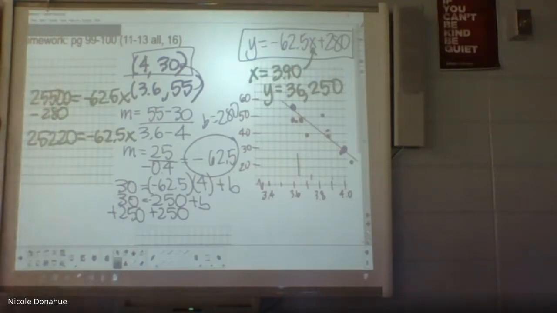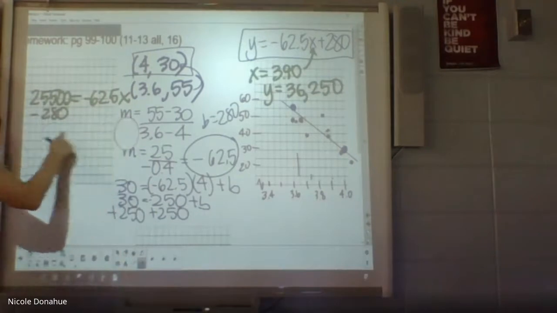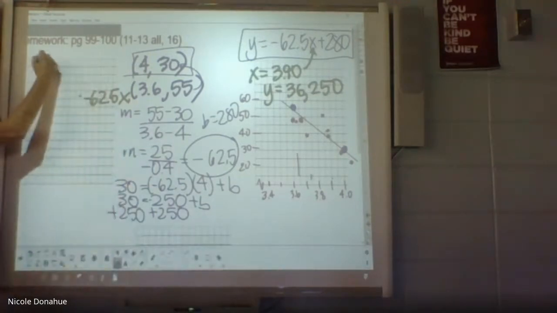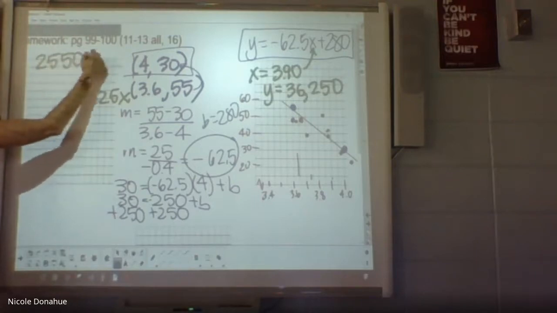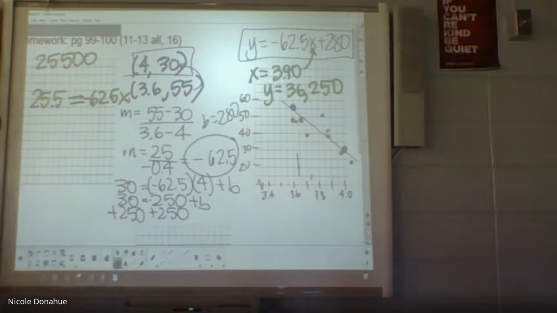They did it in thousands, so if you notice all their numbers were like 2 digits. We have to make this 2 digits instead. That's why it's confusing. So rather than 25,500, it's going to be 25.5. And then we subtract 280 from that. That's where it is.